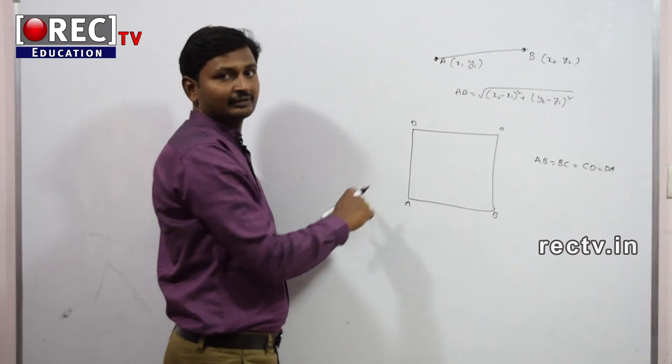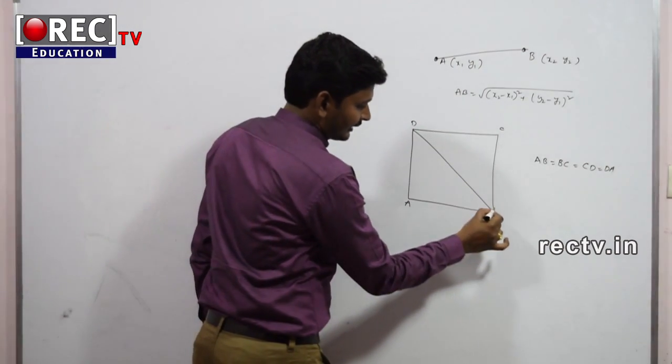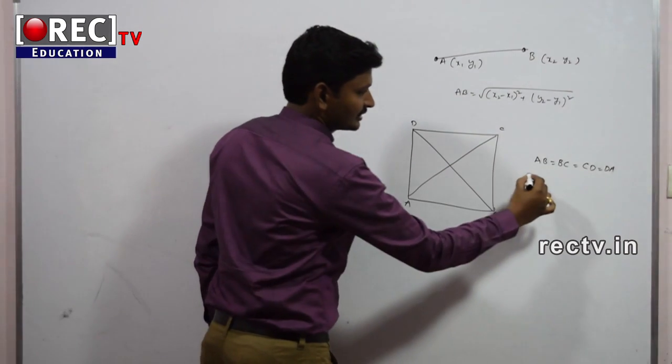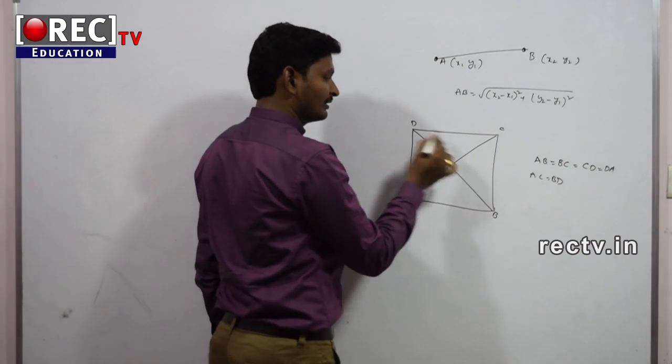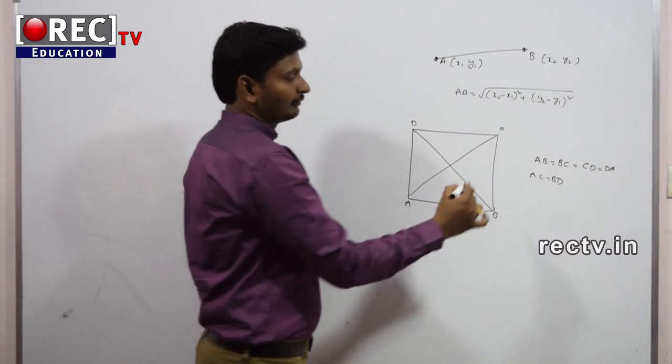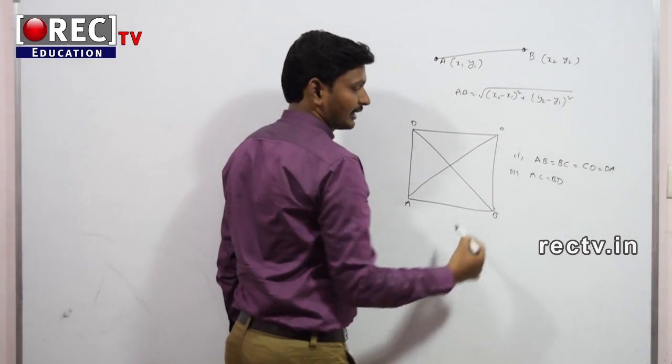All the sides are equal in the quadrilateral and the lengths of the diagonals are equal. That means AC is equal to BD. The distances between the 2 points, AC and BD, are equal. So from these two conditions we can say that ABCD is forming a square.